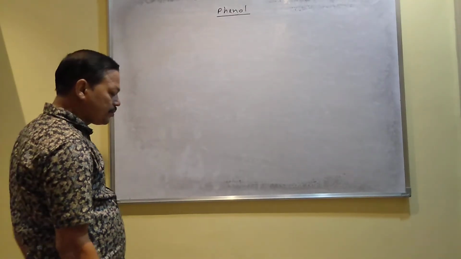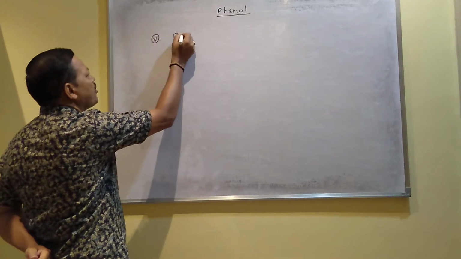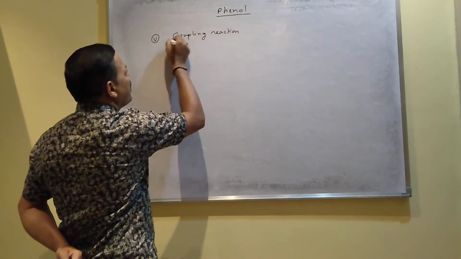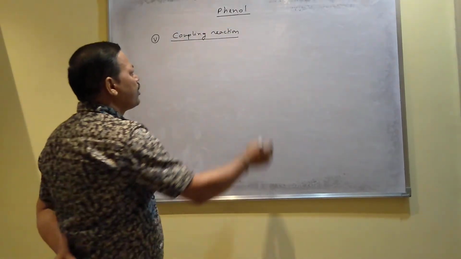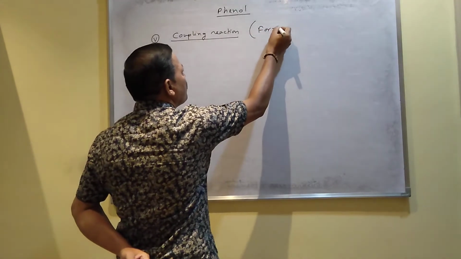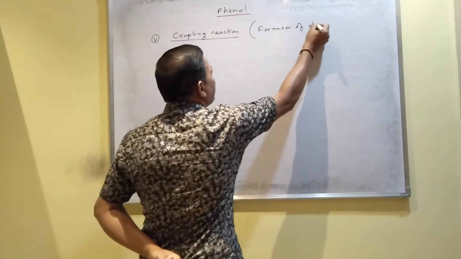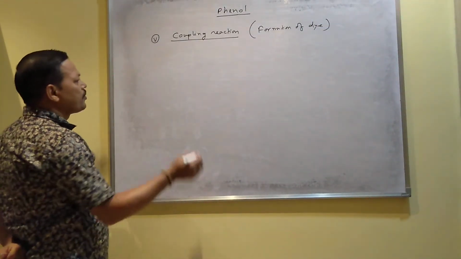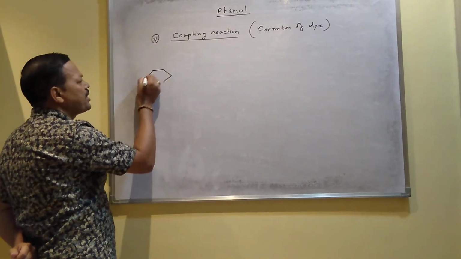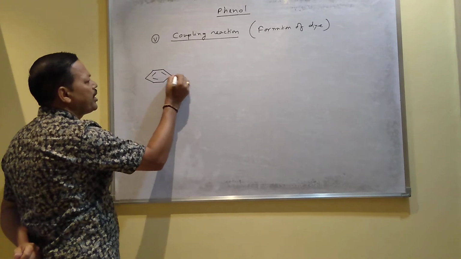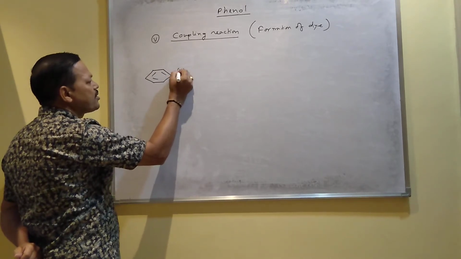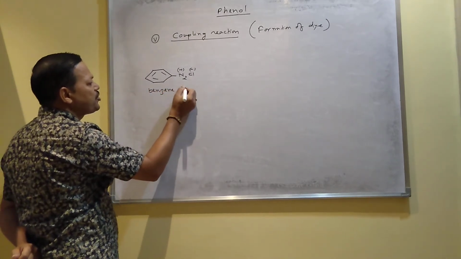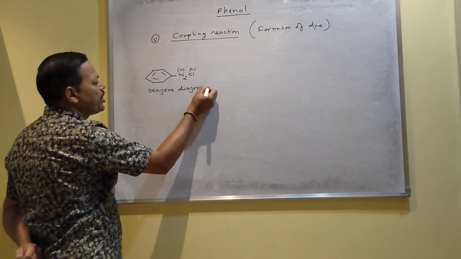Next reaction, number 5. It is called coupling reaction. Important reaction, coupling reaction. This reaction is also called the formation of dye. You can form dye by using this reaction. Benzene ring, and it contains N2 plus Cl minus, which is called benzene diazonium chloride. Already you have got this compound.